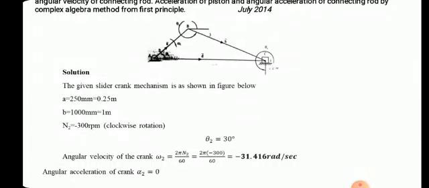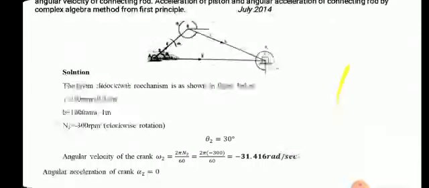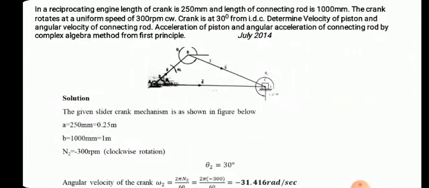Angular velocity of the crank is omega 2 equals 2 pi N2 by 60, which is minus 300 rpm because of clockwise rotation. While deriving the equations we considered anti-clockwise direction as positive. Therefore here, since it rotates in a clockwise direction, you have to consider it as a minus. Angular acceleration of the crank, alpha 2, is equal to 0, since it is not given.